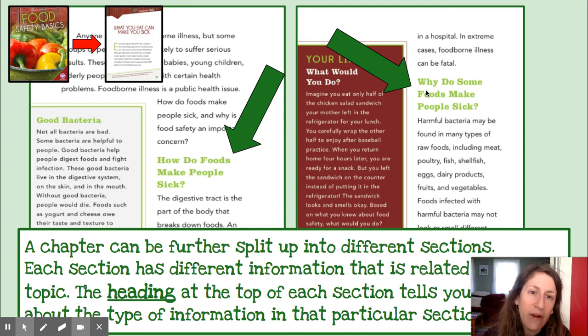Over here is a different heading. Why do some foods make people sick? So we're going to learn about different information in each part.